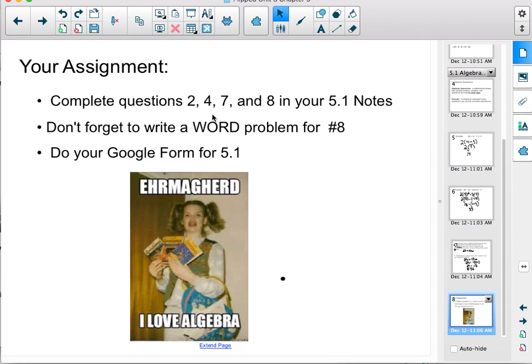Let's do one where we have to write the expression from a word problem. That's really important for me to see. Don't forget to do your Google form for 5.1. And don't forget, we are in the heart of algebra right now. This is algebra. So this is really important that we start strong so we can continue to use everything we've learned for chapter 6, 7, 8, 9, and 10.